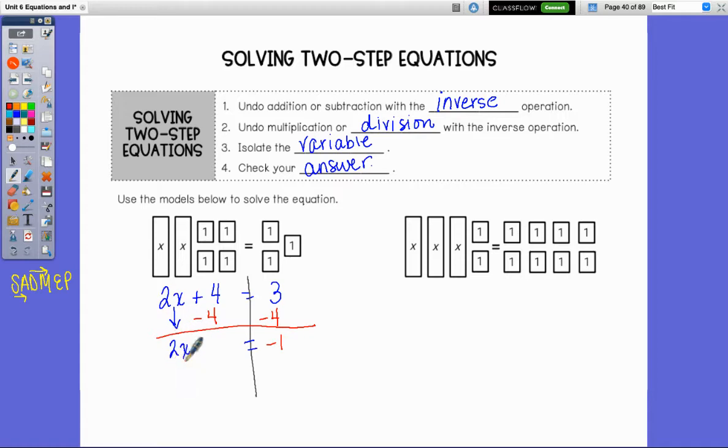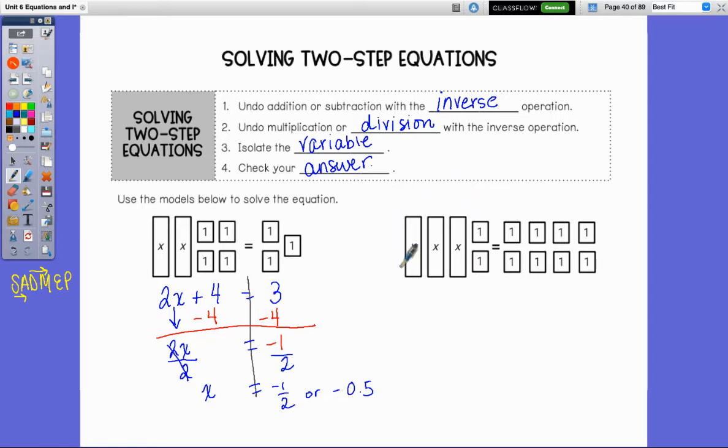This is multiplied, but they're married, they're touching. So 2x, how do I break up a marriage? You better believe it. We're going to divorce them or divide them apart. So we're going to divide here. 2 divided by 2 leaves me with just x. And then -1 divided by 2. I can leave that as a fraction or write it as a decimal. Either way is correct.